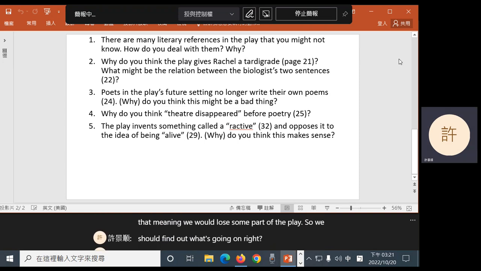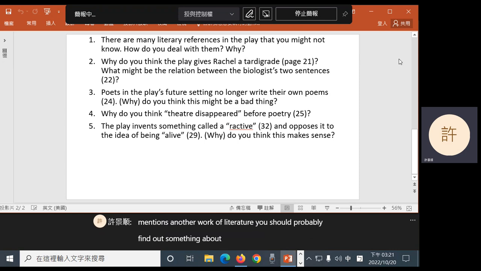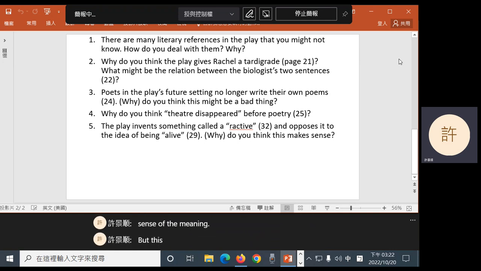Thank you. Now, usually, I would agree: if a work of literature mentions another work of literature, you should probably find out something about that other work to at least get a sense of the meaning. But this play is a very unusual exception.